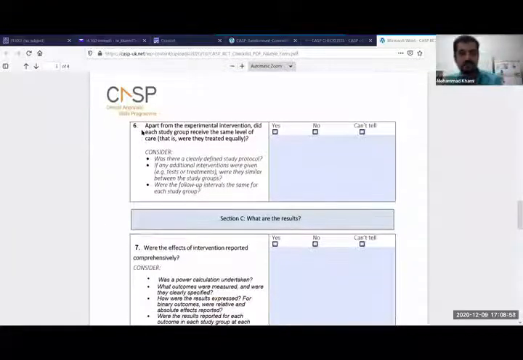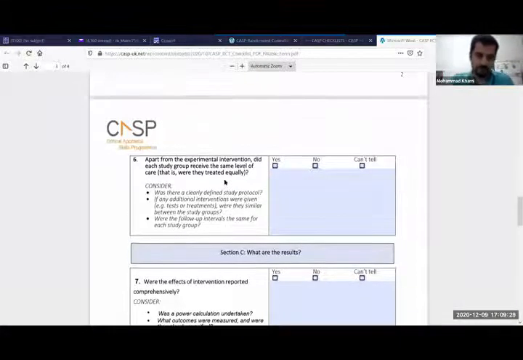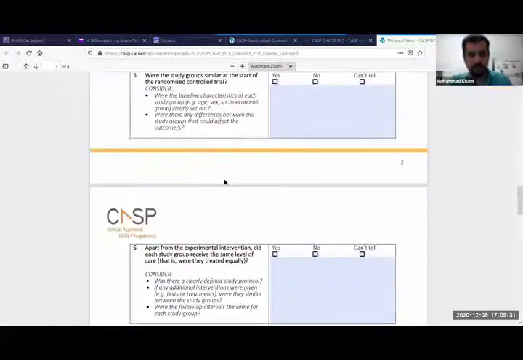The sixth question is: apart from the experimental intervention, did each study group receive the same level of care? That is, were they treated equally? As I told you, the two groups, for example, should be treated equally. And we should consider, was there a clearly defined study protocol? If any additional interventions were given, for example, tests or treatment, were they similar between the study groups? And were the follow-up intervals the same for each study group? This is the end of section B.